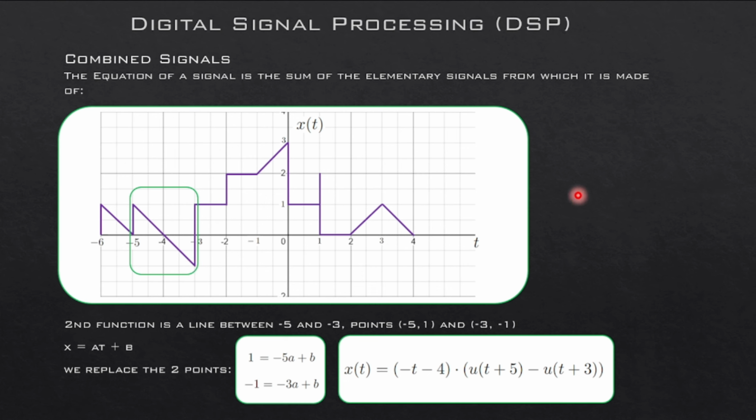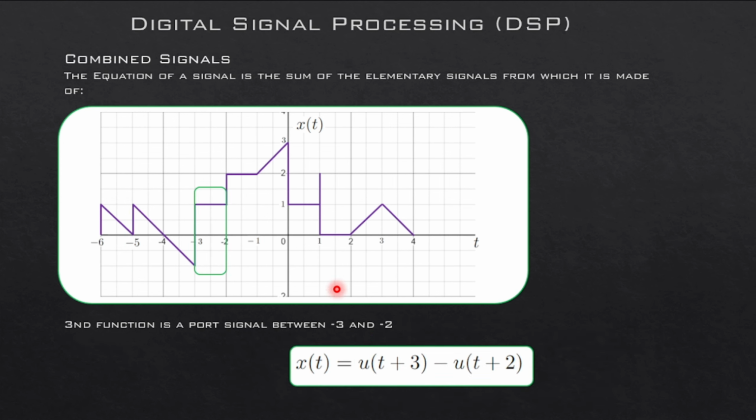Now, next, you have a simpler function. This is simply from -3 to -2, a port function between -3 and -2, having amplitude 1. As simple as that. So this is u(t+3) minus u(t+2). Why? Because the first exists at t plus 3 equals 0, so t equal -3, and the second for t equal -2. So u(t+3) minus u(t+2).